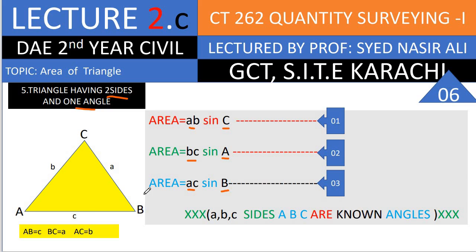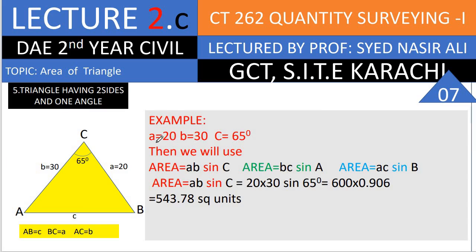Take the example: if A is equal to 20, B is equal to 30 and C is equal to 65. This is A, this is B, and this is the angle between A and B, that is C. The capital C is showing the angle. For area, we have three formulas: area is equal to AB sin C, area is equal to BC sin A, area is equal to AC sin B. But our values are A and B, so we are using this formula.